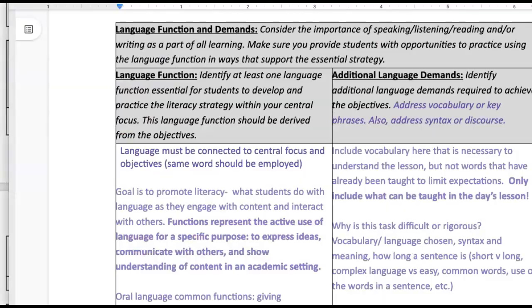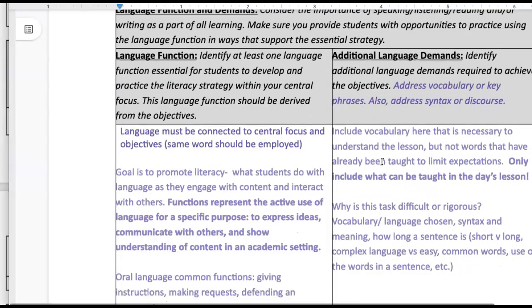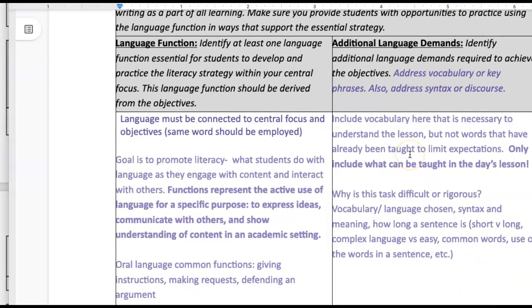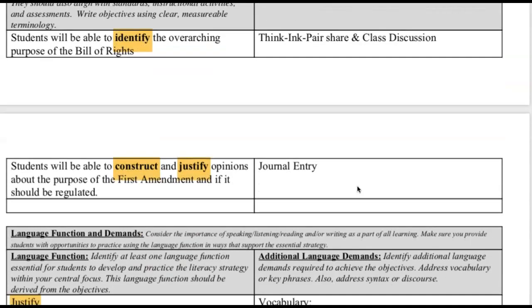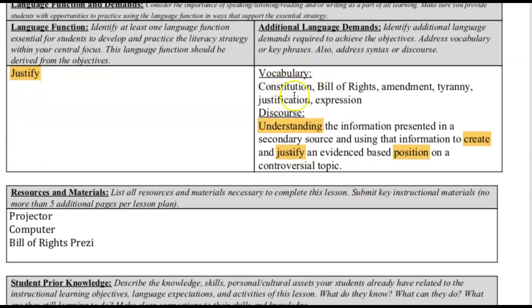And then as far as additional language demands, we have to just be careful with what we talk about here and only include what we can teach in that day. So in this case, vocabulary should be somewhat limited, and the discourse, again, should also be somewhat limited.